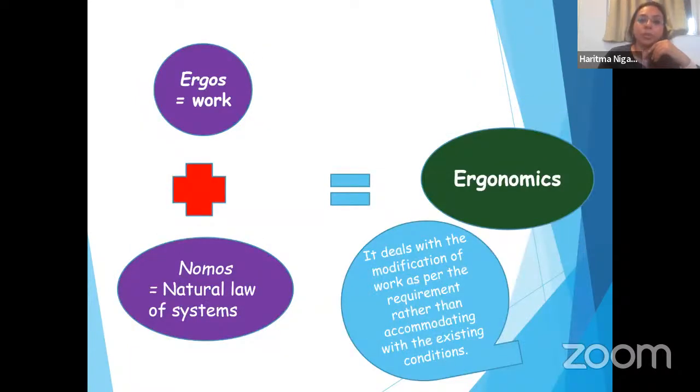It has been derived from two Greek words. One is ergos, which means work. Another one is nomos, which means natural law of system. Therefore, it deals with the modification of work as per the requirement rather than accommodating to the existing conditions.